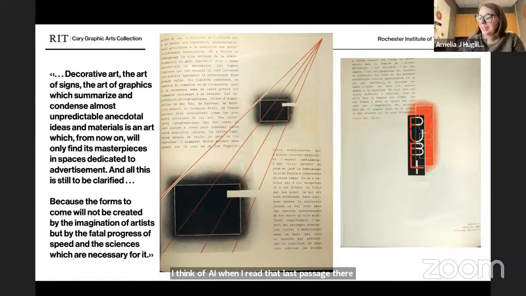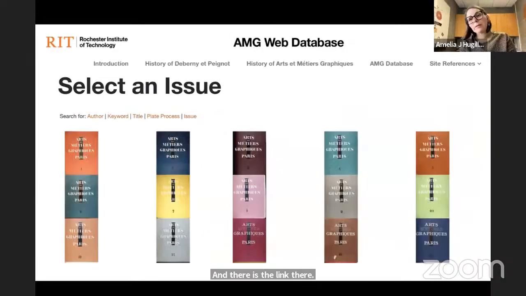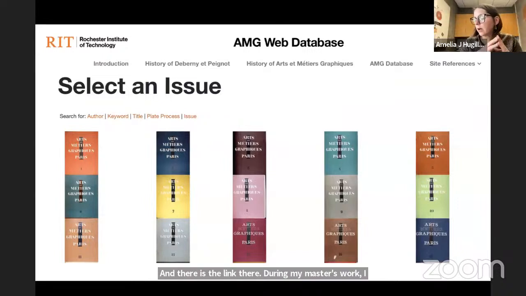So in conclusion, it has been an absolute delight to revisit my understanding of the work of Métiers Graphiques, because I wrote my master's thesis on this topic about 25 years ago. And you can browse the result of that work on the Cary Graphic Arts Collections website. And there is the link there. During my master's work, I spent several months capturing all the title, author, and publication data in a database. I also assigned subject headings and translated titles into English for 67 of the 68 issues, as the Cary collection was missing just one issue of the entire run.